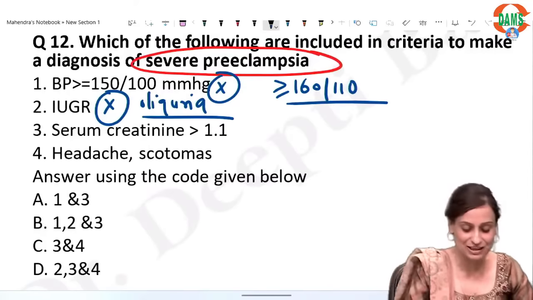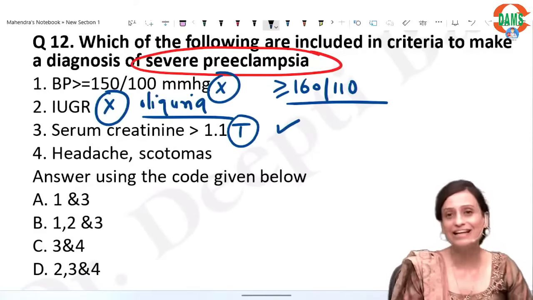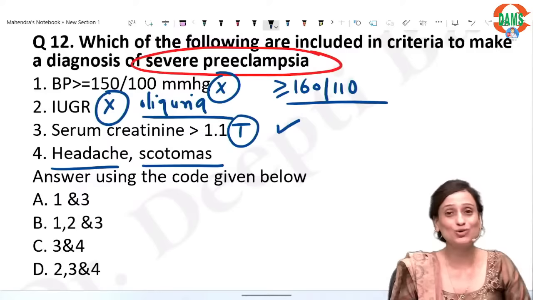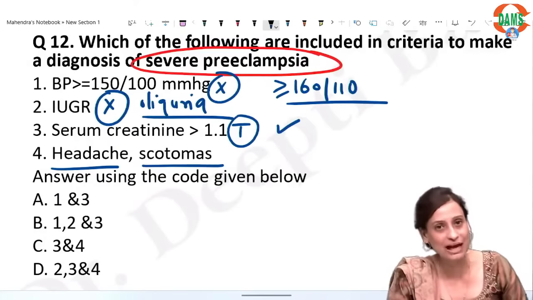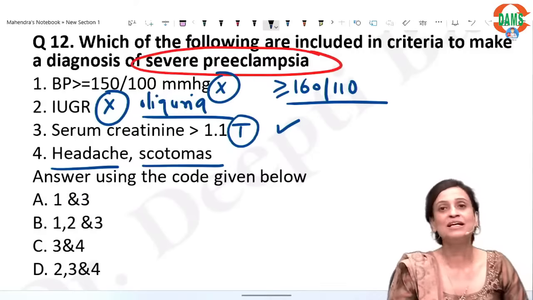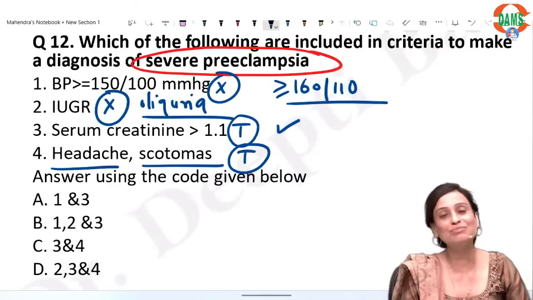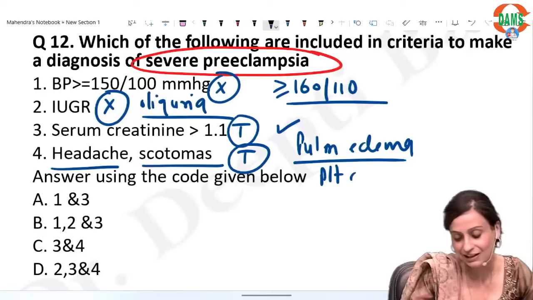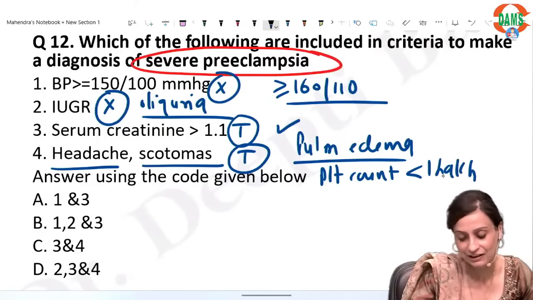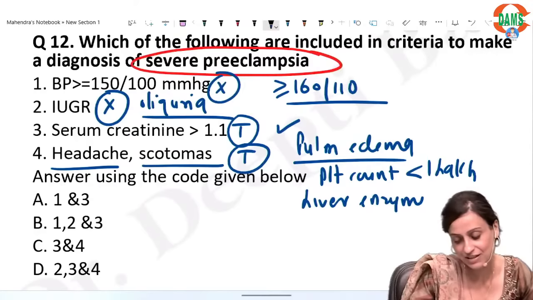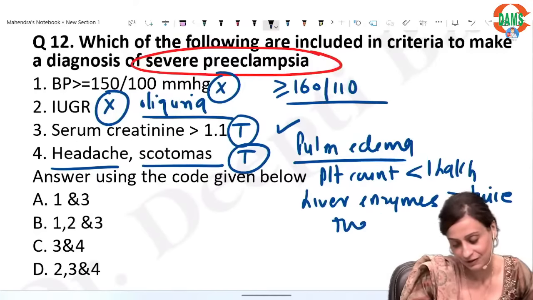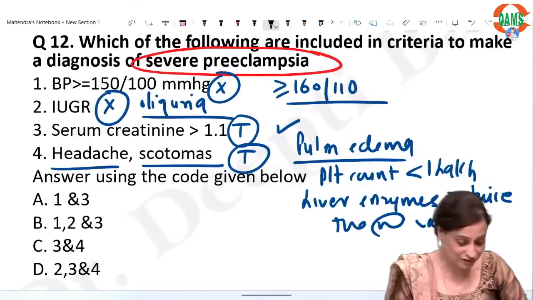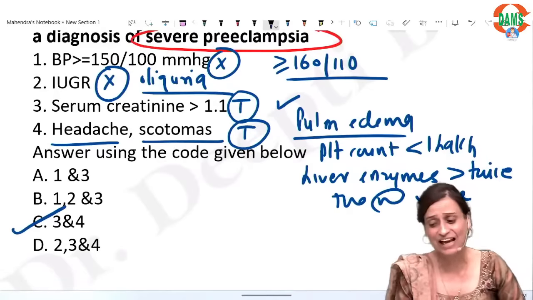What about option number three? Serum creatinine more than 1.1? Yes, that is included because it indicates end organ damage. Headache and scotomas, yes, because they indicate cerebral damage, okay. So visual symptoms, cerebral symptoms, they are included in preeclampsia with severe features. Apart from that, pulmonary edema, okay, platelet count less than 1 lakh, liver enzymes more than twice the normal value. Okay, so these are also included as criteria for preeclampsia with severe features. So that makes the answer as C, and most of you have got it correct.